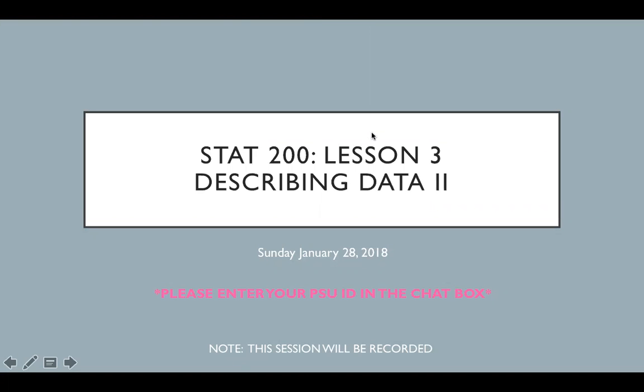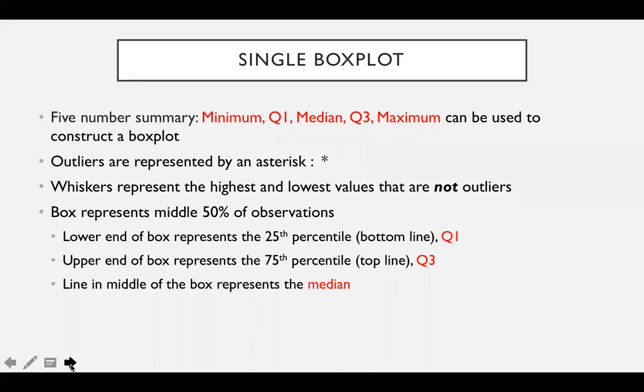Okay, let's get started. This is lesson 3 of describing data, part 2. So first we're going to go over a single box plot, and we reviewed before that a 5-number summary is made up of minimum, Q1, median, Q3, and maximum, and these are all used to construct a box plot.